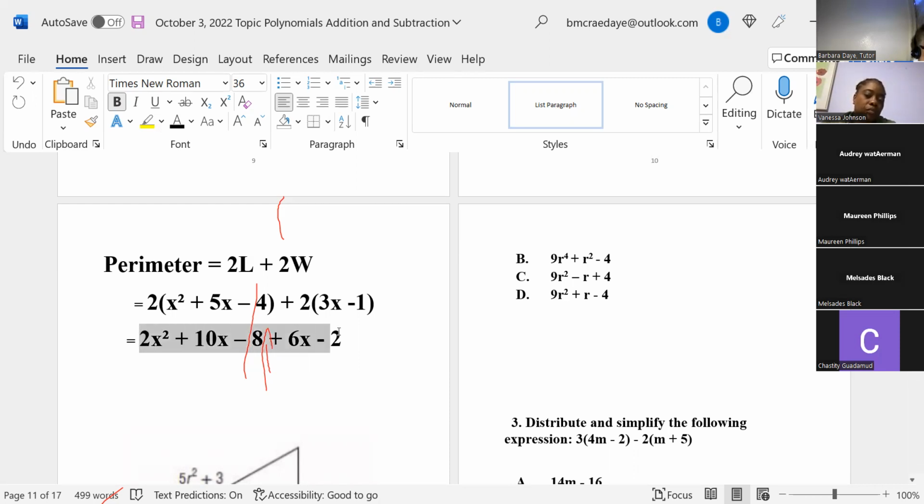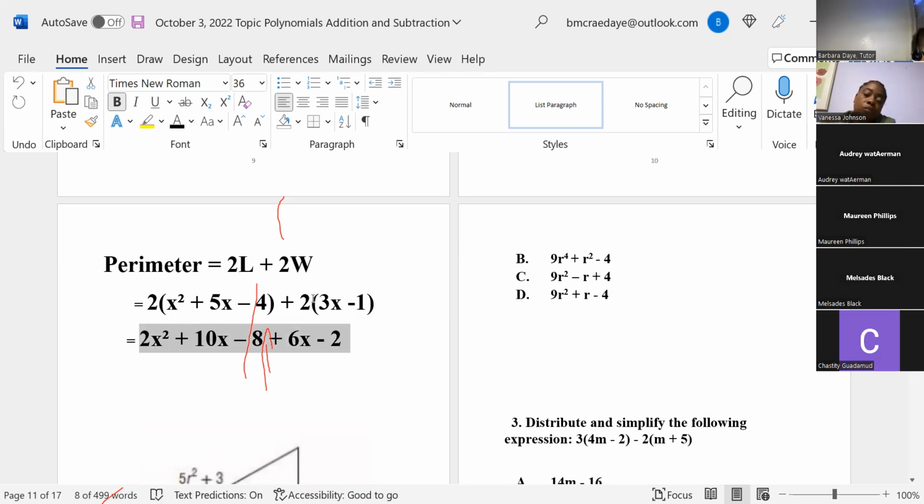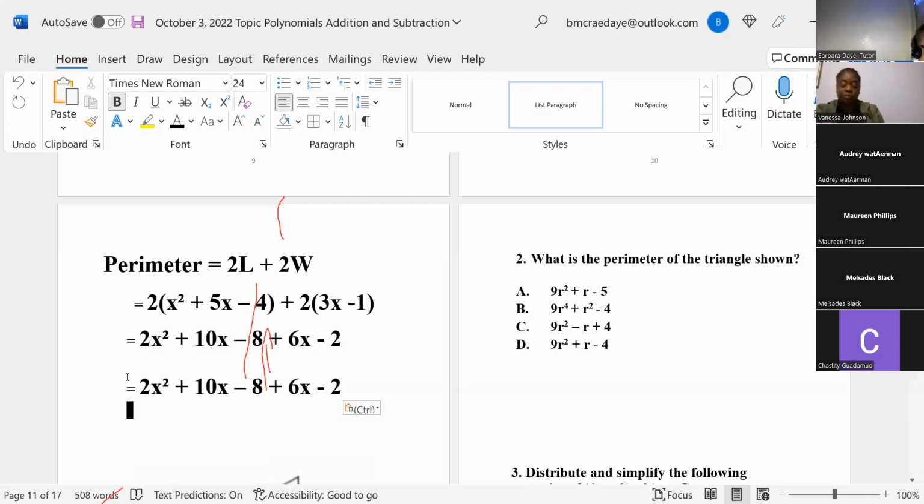The x squared only appears once, so you don't combine that, right? So let's just put that here. Okay, and put equal. Now, when you combine those, 2x to the second stays by itself. Nothing to combine it with. So what was your 10x and 6x equal to, Mercedes? 16x. Very good, 16x.